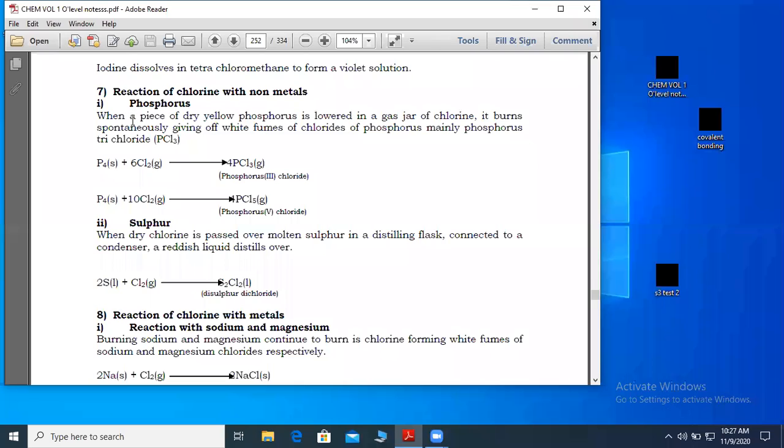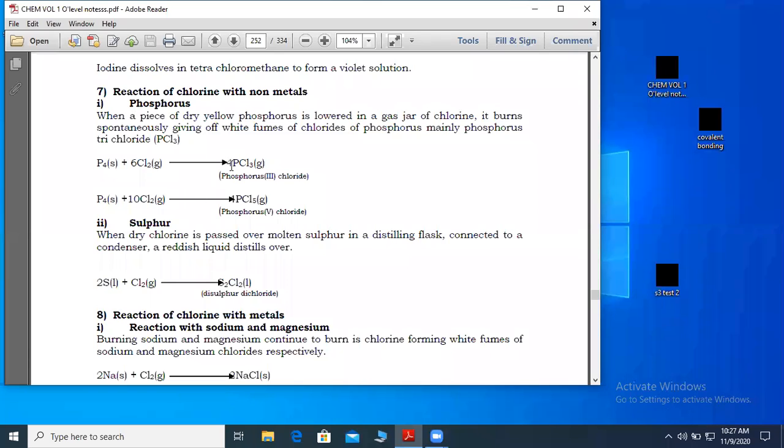This is also important. In fact, last year in UNEB, this question was there. It was there, I remember. Reaction of chlorine with nonmetals, particularly phosphorus. We looked at this. Let's review. Chlorine with phosphorus, it forms two chlorides. It forms two types of chlorides.